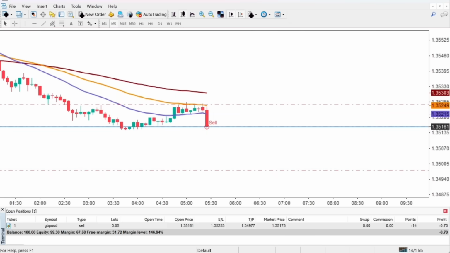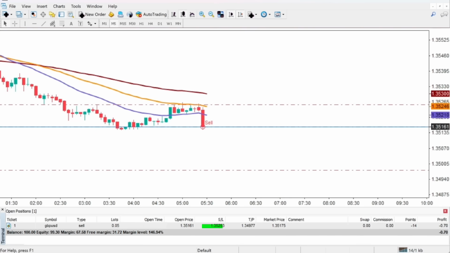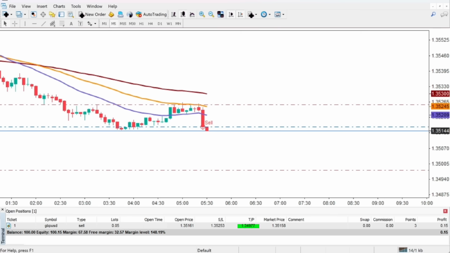Okay, first setup of the experiment here, and I'm in. Sell position on GBPUSD at 1.35161. Lot size 0.05. Stop loss is up at 1.35253. Take profit down at 1.34977.